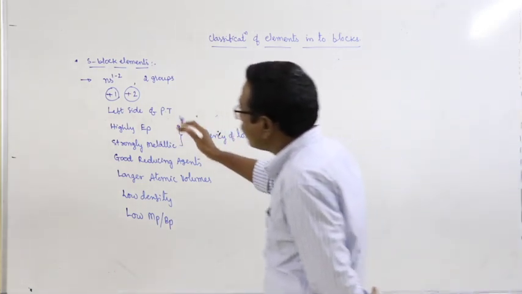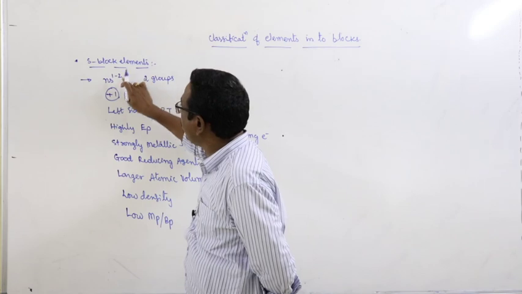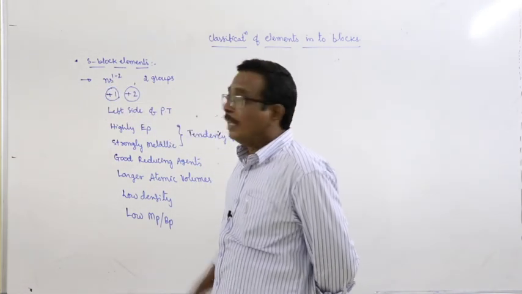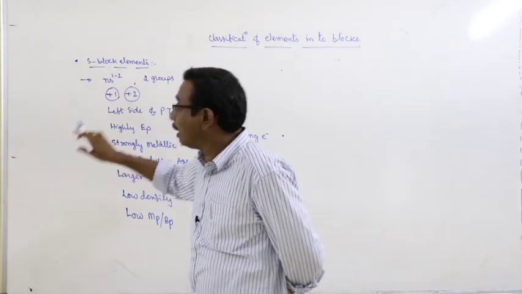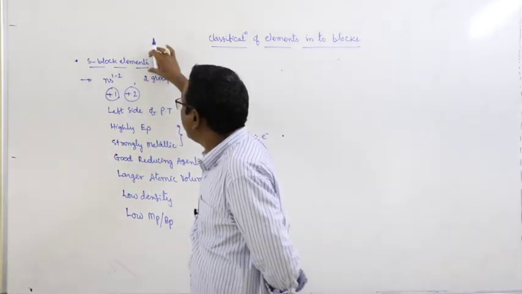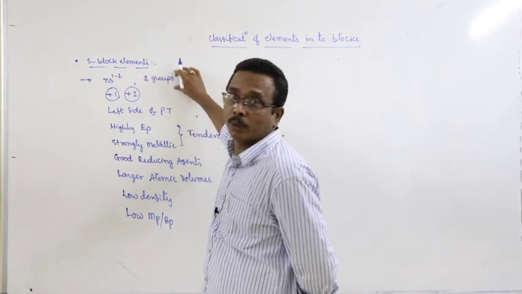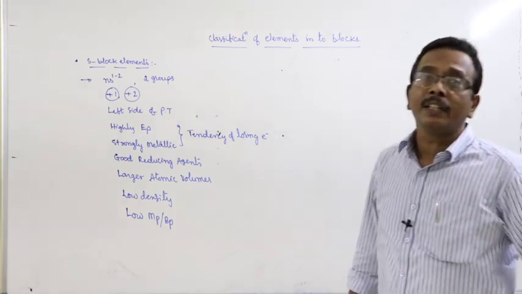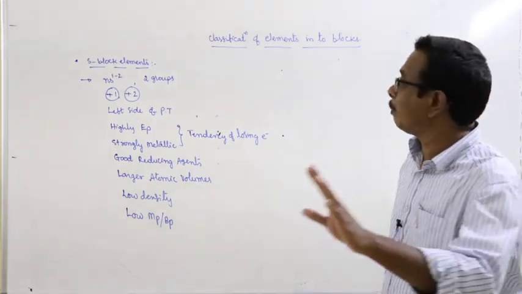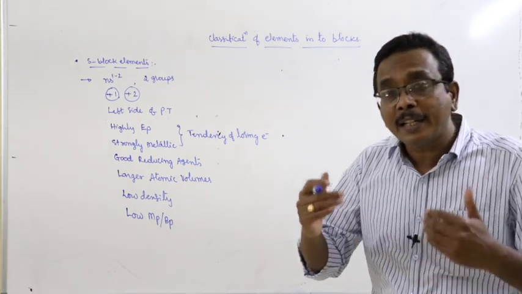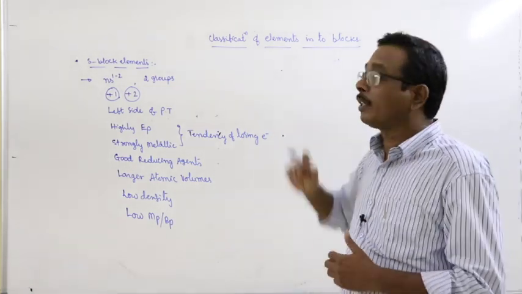The general outermost electronic configuration of S block elements is ns1 to 2. Here, in each S subshell, only 2 electrons can be present. So in the S block, we can accommodate only 2 groups. What about the general oxidation states of S block elements? +1 and +2. What are the important characteristics of the S block elements?